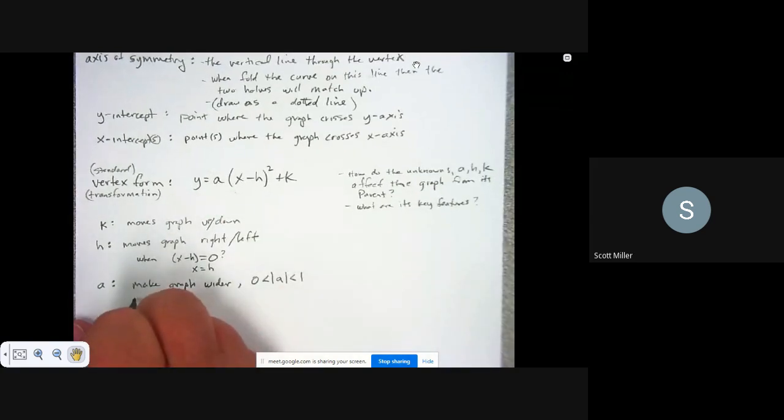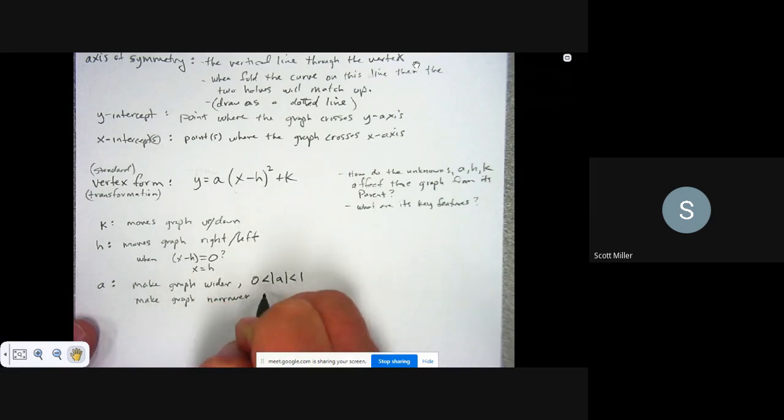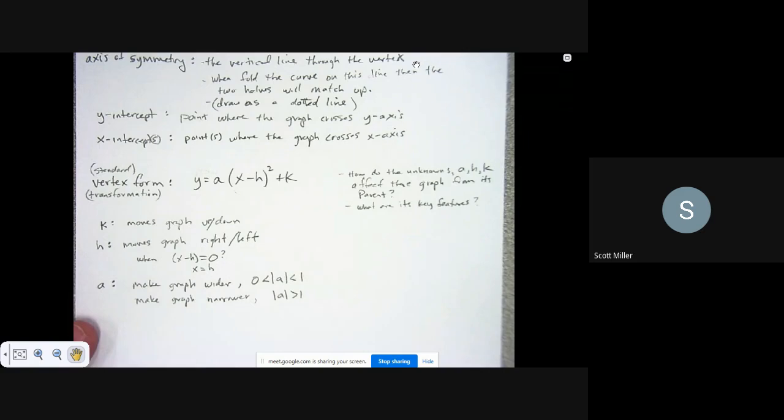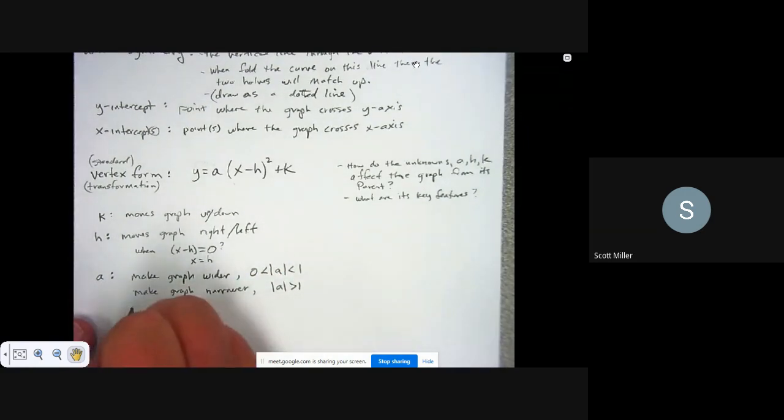What else does it do? It'll make it narrower when the absolute value of a is greater than 1. So it'll get thinner. Okay? What else does it do?